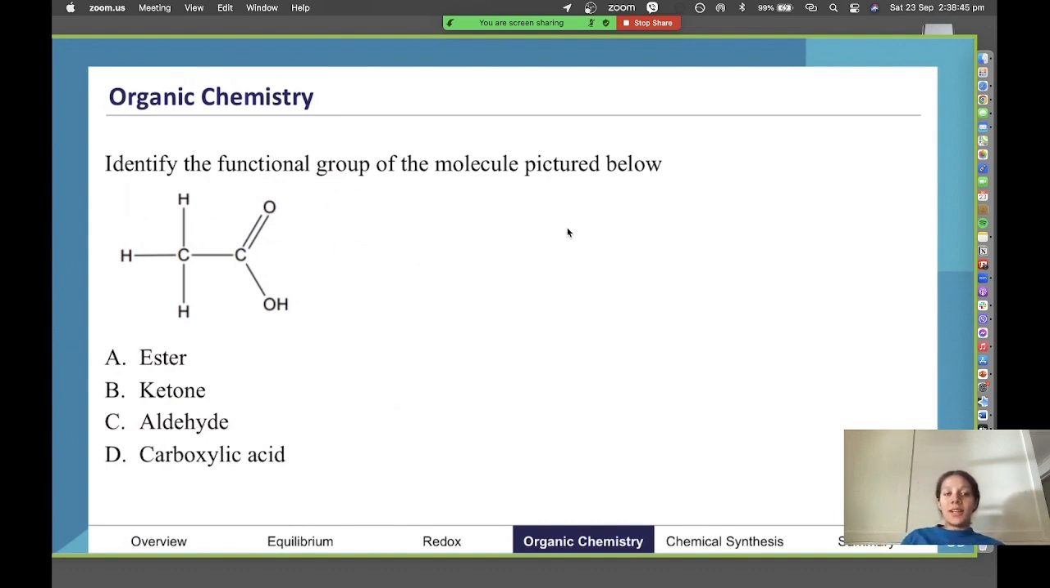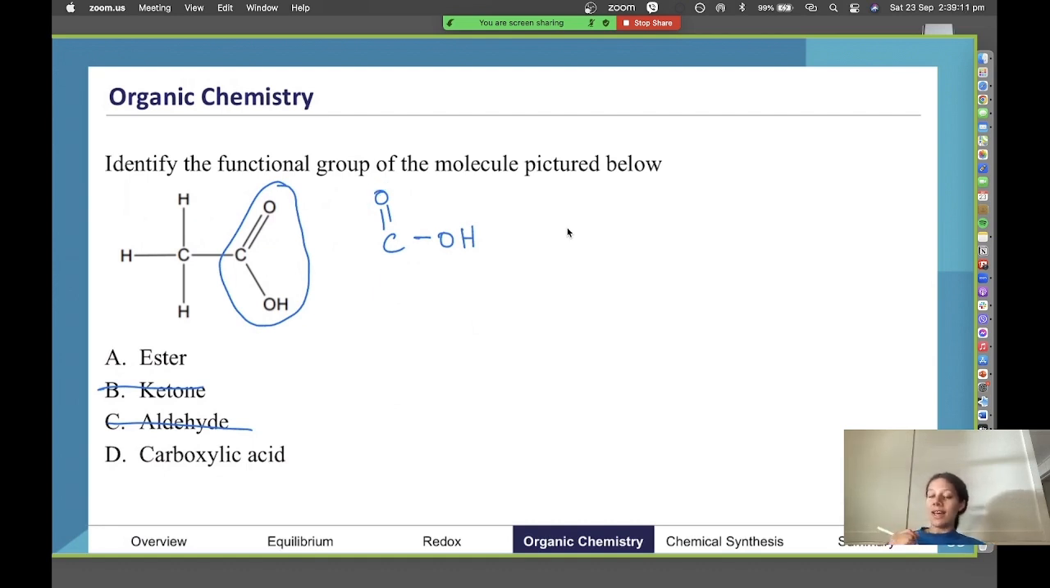Alrighty, so then here we want to identify the functional group of the molecule pictured below. So the functional group, if we want to just circle it, is this segment here. Now this isn't a ketone because we have both a double bonded oxygen and an OH. It's not an aldehyde either because we have that OH. Ketones and aldehydes only have this segment in them.